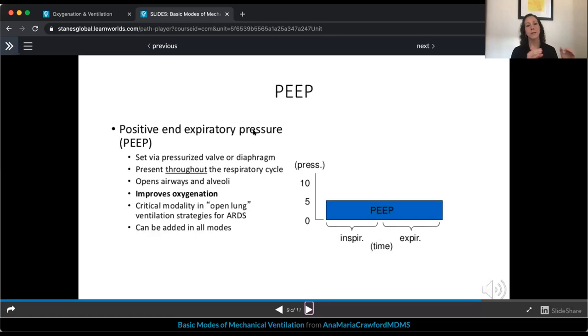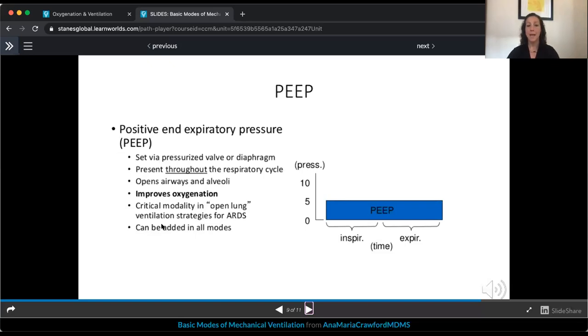So positive end expiratory pressure is constant. It's always there and the patient will breathe over it. But at the end of exhalation, PEEP will prevent that negativity at the end of exhalation. So it puts a little bit of back pressure on those alveoli, preventing them from collapsing and allowing them to continue to participate in oxygenation, okay?